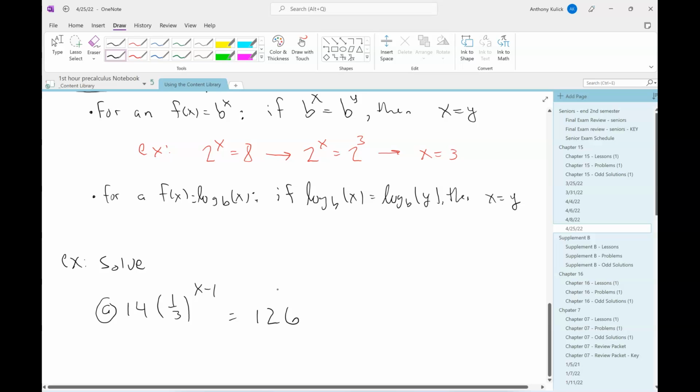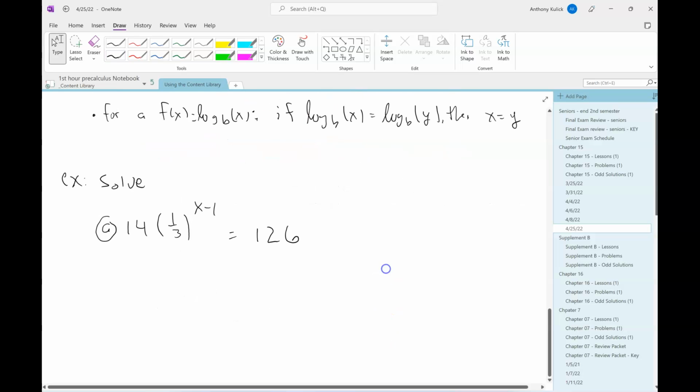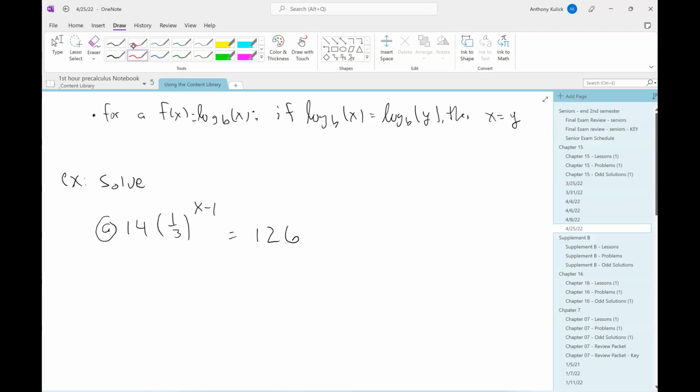All right, so let's say we have 14 times 1/3 to the x minus 1 equals 126. So this is a solving problem. Remember, when we're solving, we're running the reverse order of operations, right? What should be the first thing that I do here to solve this equation? Okay, can I multiply 14 and 1/3 together? No, why not?